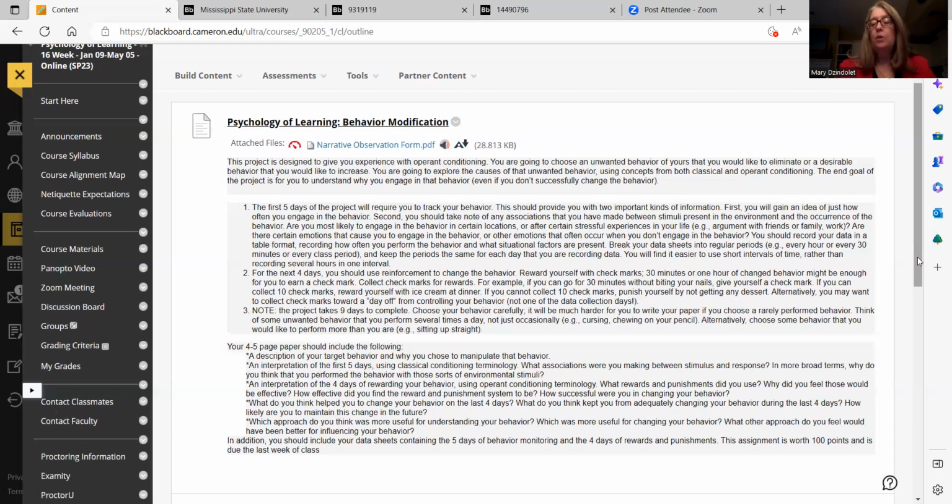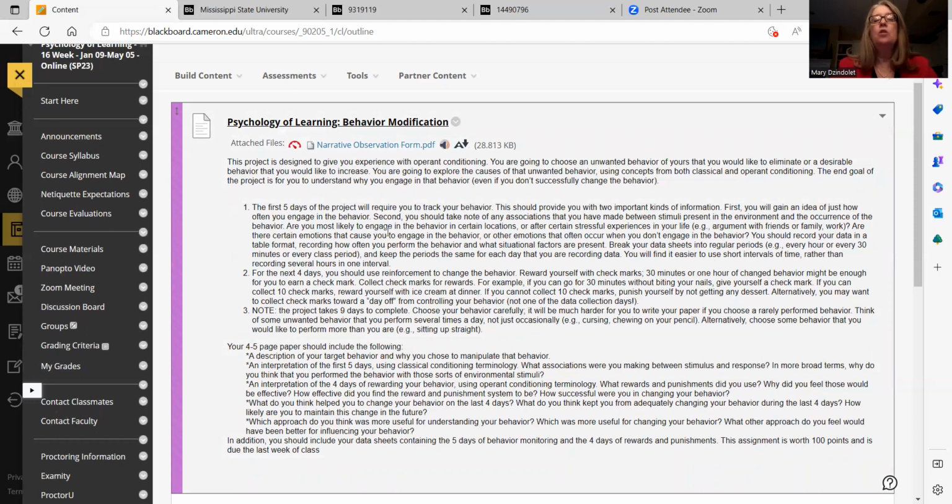Let me give you an overview of what you're going to do by looking at these instructions. For 5 days, you are going to track your behavior using this narrative observation form, and I'll explain the form to you in just a minute. And on the form, it's going to ask you to discuss what was going on before you did the behavior, what your thoughts and feelings were, where were you, who was around you. Then the actual behavior, what was that like? And then what happened after the behavior? What were your thoughts and your feelings right after the behavior?